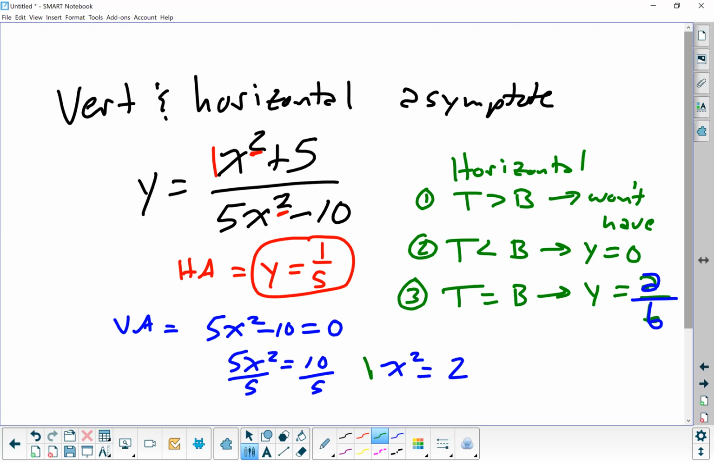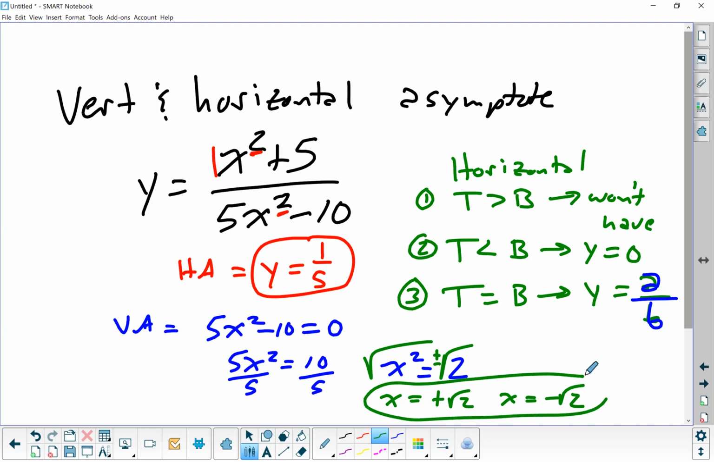All right, so if I take the square root of both of those, I'm going to get plus or minus. So my vertical asymptotes are x equals positive root 2 and x equals negative root 2. So I have two vertical asymptotes for this particular problem. I don't need you to graph them. I just need you to say it.